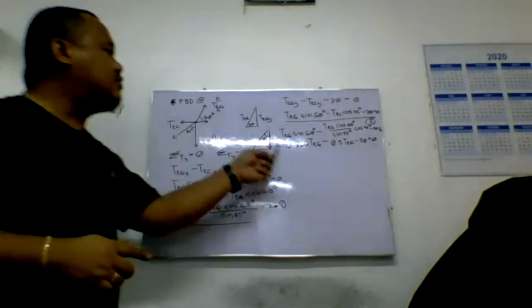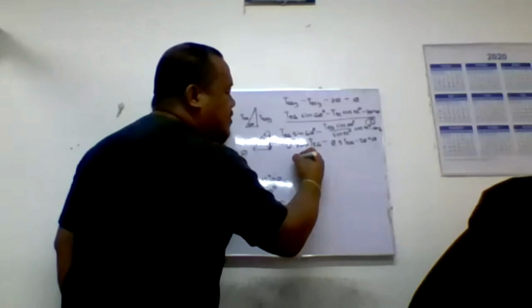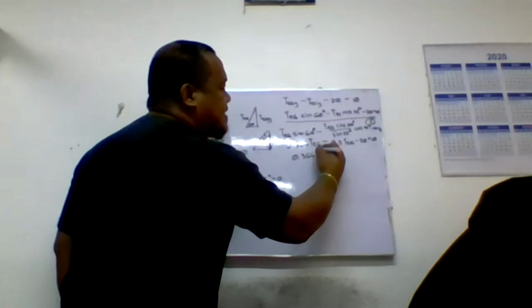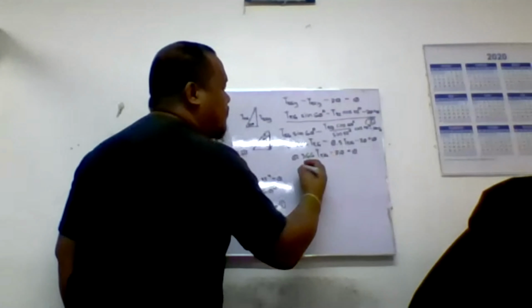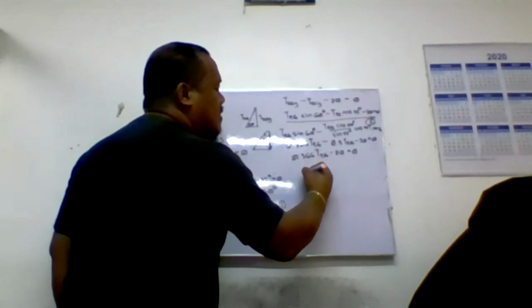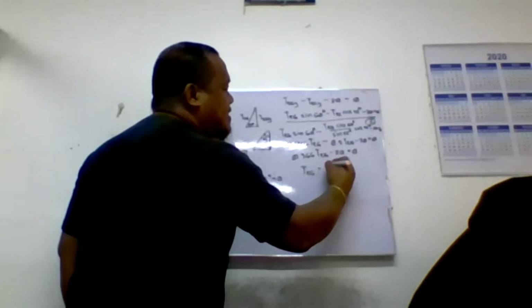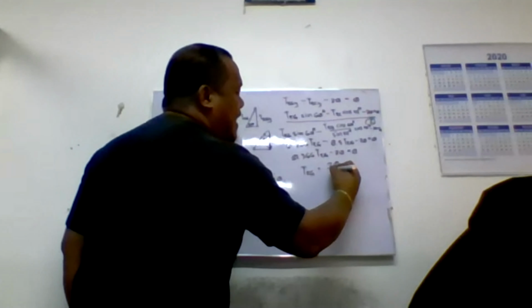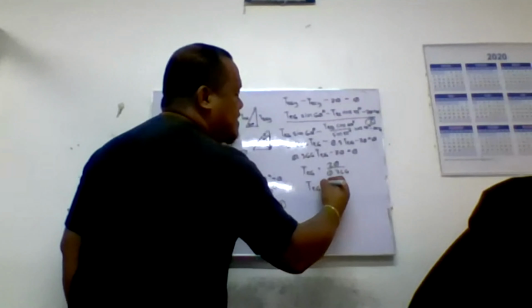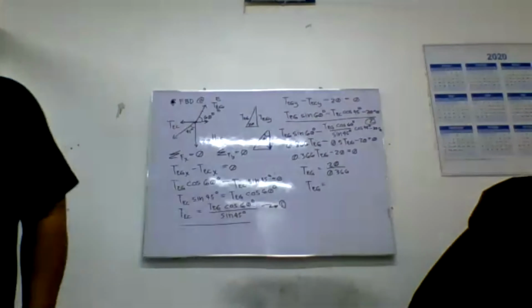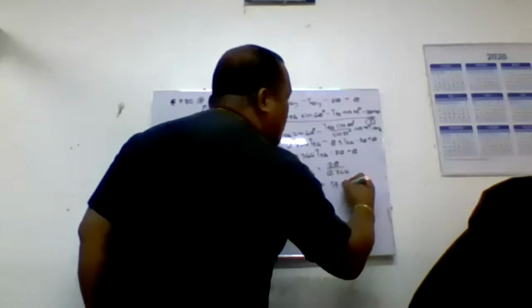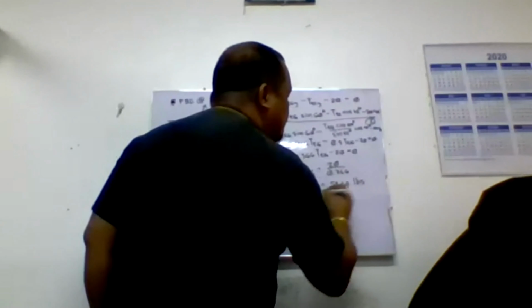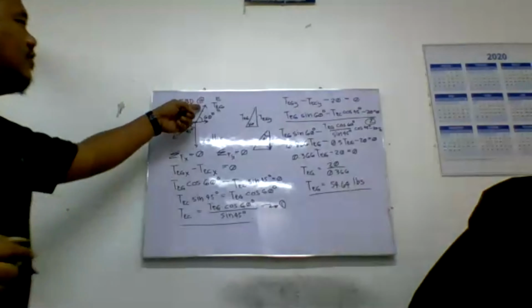So that, i-minus na ito we'll come up with 0.366 TEG minus 20 is equals to 0, or TEG is equals to 20 divided by 0.366, 54.64 pounds. That is the tension of the EG.